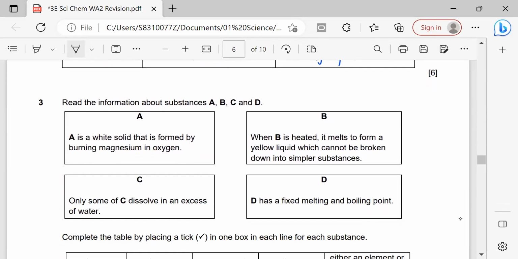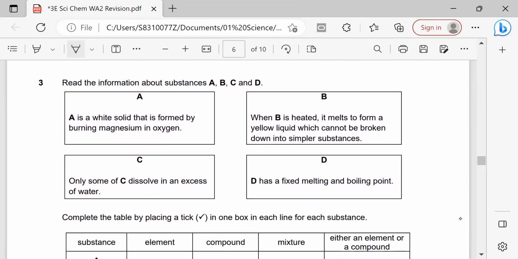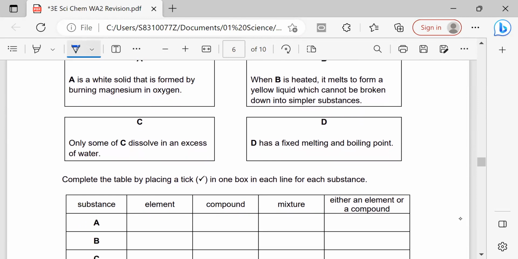So number 3, you have got 4 things over here, A, B, C, and D. So you have to read the statements, the very brief descriptions, and then decide whether it is an element, compound, mixture, or it can be either an element or a compound. So A is a white solid formed by burning magnesium in oxygen. Now this is a telltale sign that it is made from 2 things and it must be a compound. So A is a compound. So put a tick in the compound column.